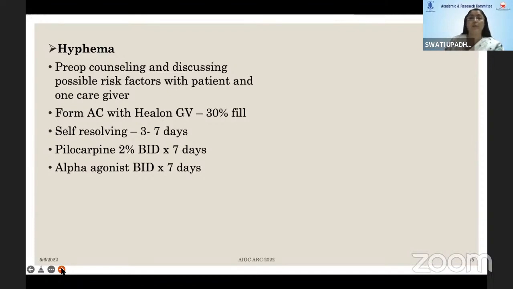In the end, when you have completed GAT, just fill the anterior chamber with Healon GV or Orogel. Leave 30% filling of the anterior chamber with Orogel. And believe me, this will not cause high intraocular pressure post-operatively. Even if the pressures are a little on the higher side, we can use an alpha agonist BD for 7 days, and also pilocarpine BD for 7 days. Most of the hyphemas are self-resolving and disappear in 7 days.